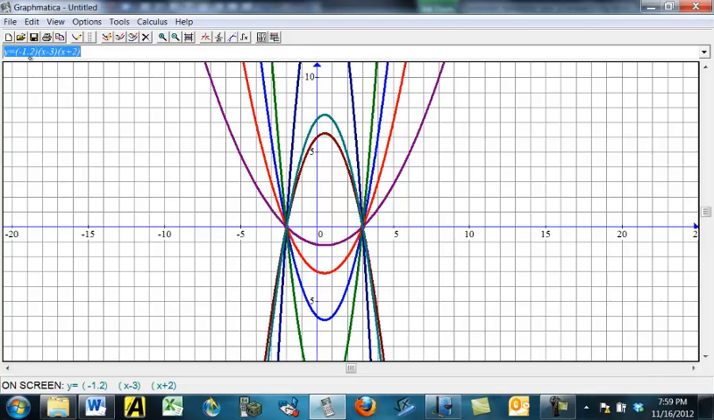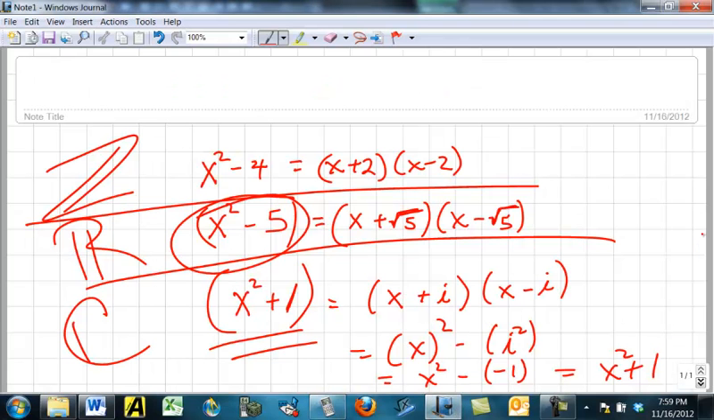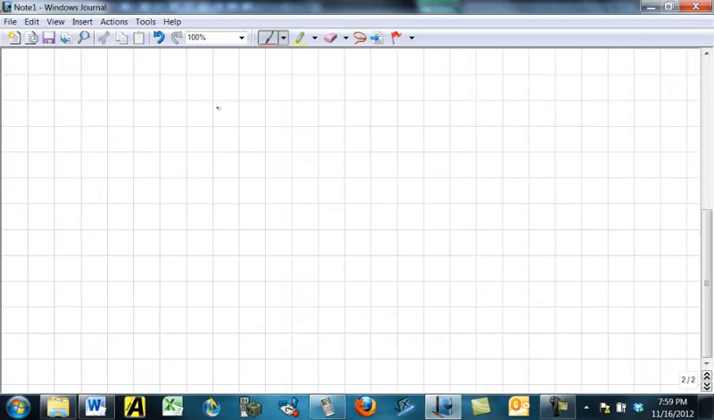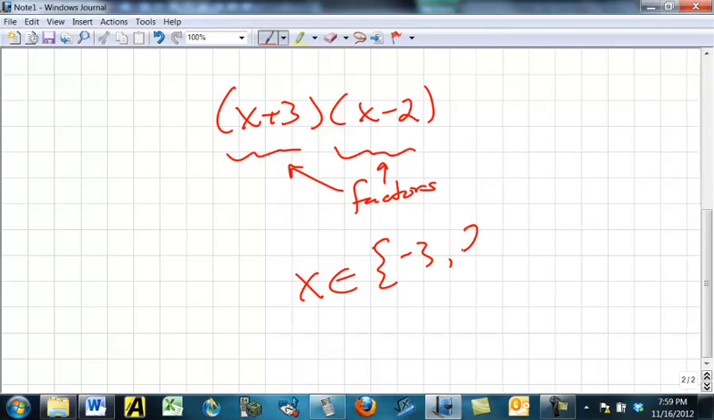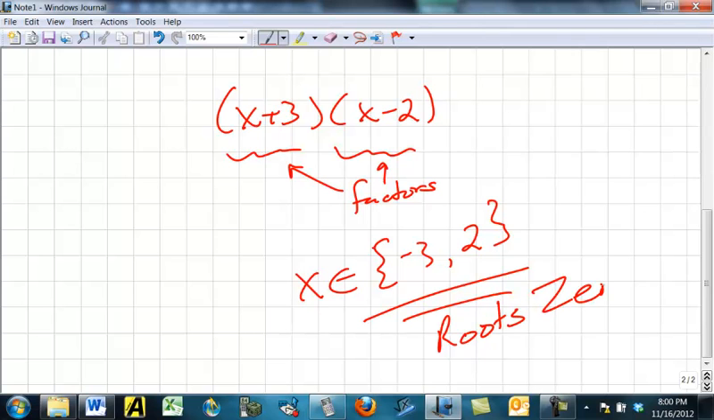So some different terminology. If we just talk about, say, the polynomial x plus 3 and x minus 2, each one of these things is called a factor. And then if you say x is in this set, -3 and 2, these guys here are called roots or zeros of that polynomial.